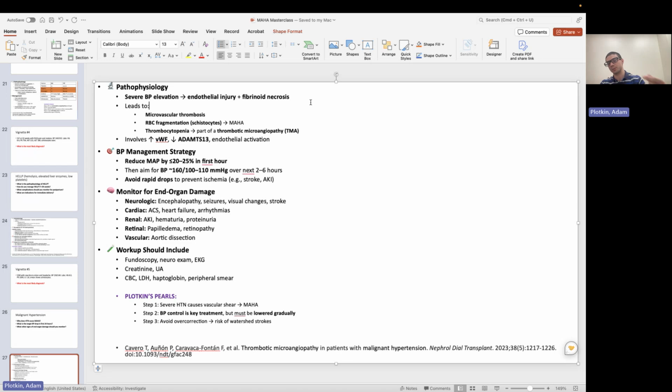So again, severe blood pressure elevation causes endothelial cell damage. Fibrinoid necrosis activates von Willebrand factor, which will activate platelet clumping and microthrombi occlusion. We get red blood cells shearing across, and we get our schistocytes and thrombocytopenia. To manage our blood pressure, we reduce the MAP by 20 to 25% in the first hour. Remember, MAP is 2/3 DBP plus 1/3 SBP.